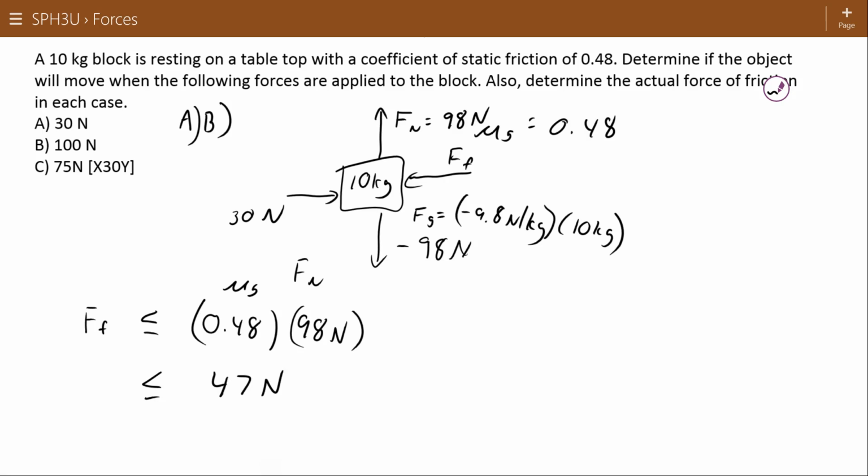So if I consider my two cases, in A, my applied force is 30 newtons. That's less than the maximum 47 newtons that the force of friction can take on. So what that means is the force of friction can be big enough to stop the object, and so no, it doesn't move.